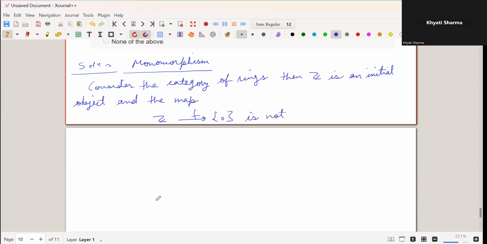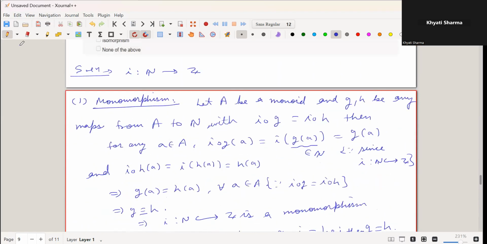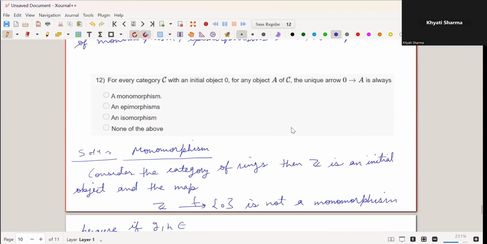is not a monomorphism. Why is it so? Because, for monomorphism, what you need is this: if g and h are maps from some object to the domain, and f composed with g is the same as f composed with h, then you have to check whether f is a monomorphism or not.